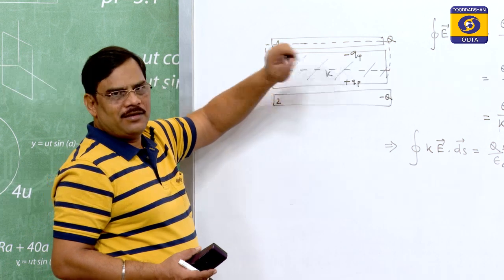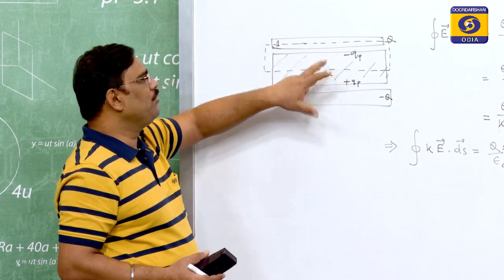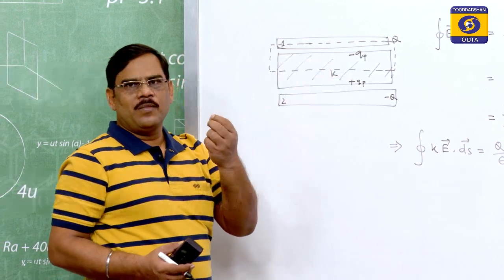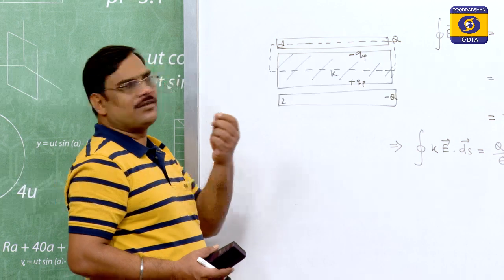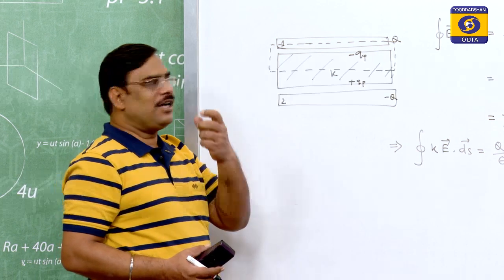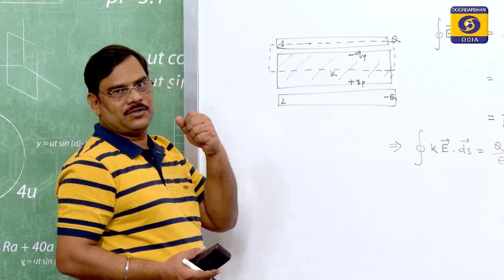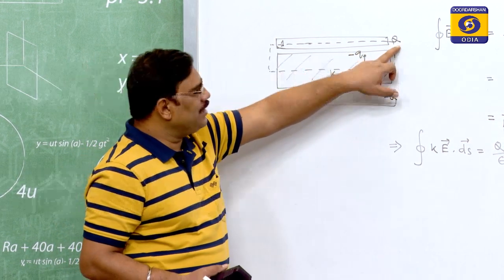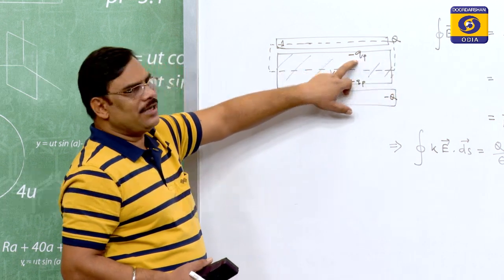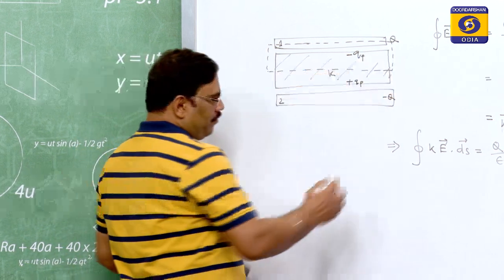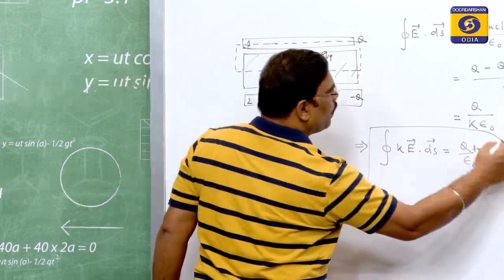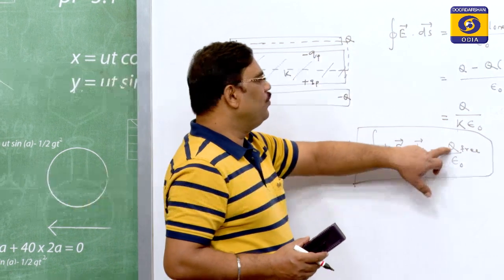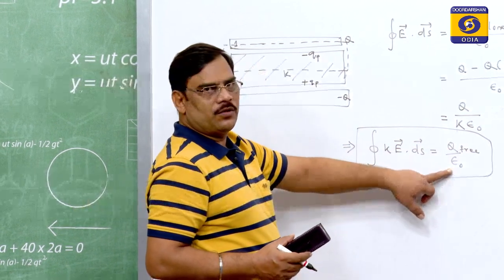The charges which are developed due to polarization are always bound charges. They are just due to a shift from the center of negative charge or center of positive charge. The charges are not being detached from the atoms. So, therefore, they are bound charges. So, Q is the free charge present here, QP is the bound charge present here. So, my Gauss law is now modified to integration K E dot ds is Q free divided by epsilon 0.